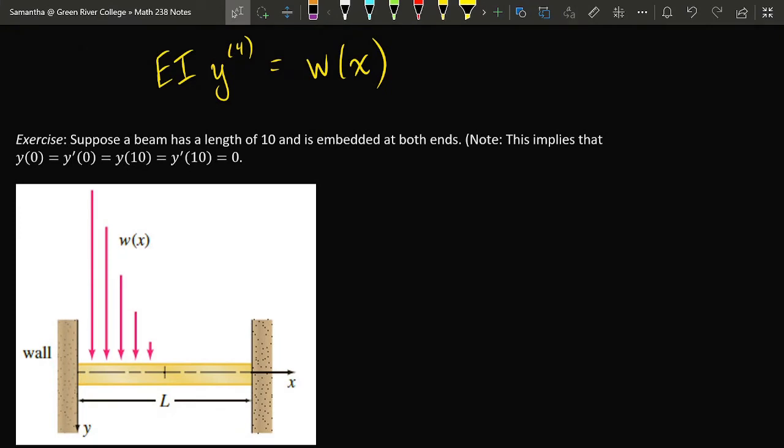We have a beam which is 10 units long, which is embedded at both ends. Now when the beam is embedded at both ends, as in the given photo, that has some implications. It has the implication that at both ends, at x equals 0 on the left end of the beam, and x equals 10 on the right end of the beam, the deflection, and in fact the rate of change of deflection at those two positions, all of that is 0. So y of 0, y prime of 0, y of 10, and y prime of 10, all of those are equal to 0 for a beam of length 10 which is embedded at both ends.